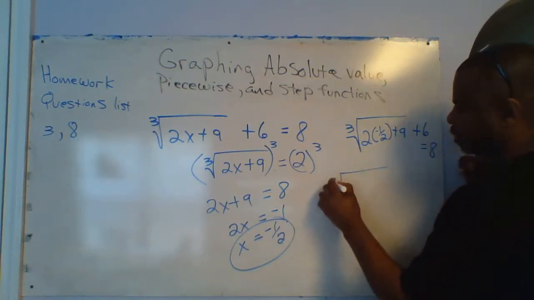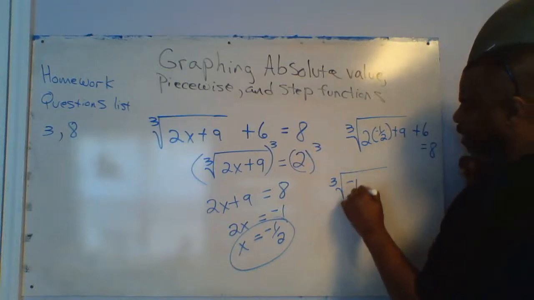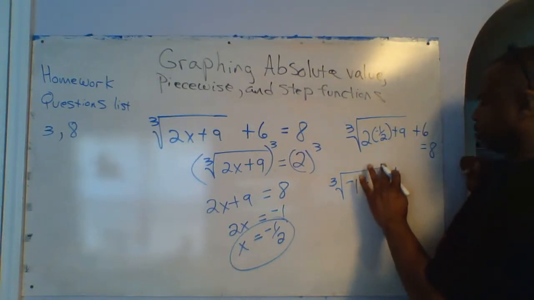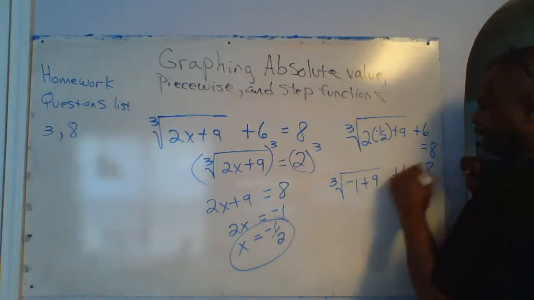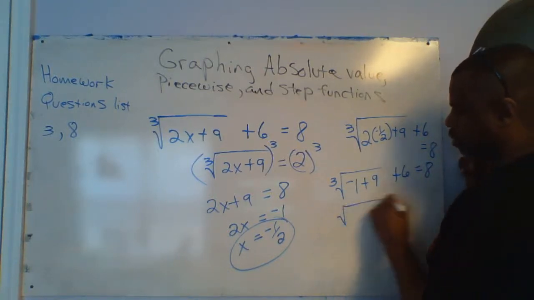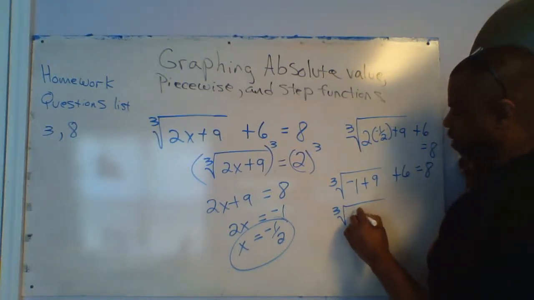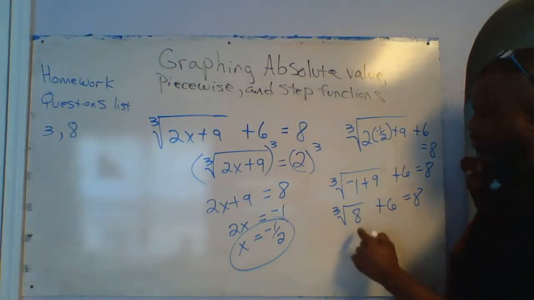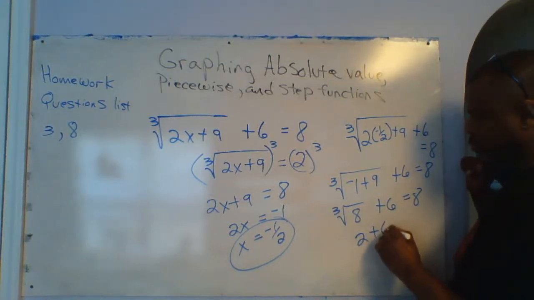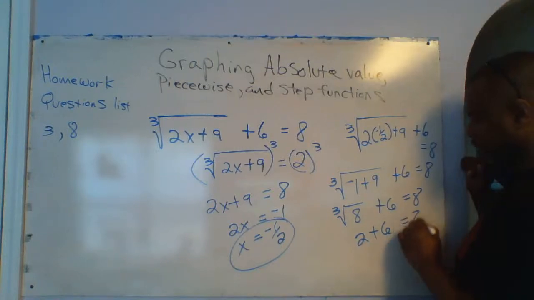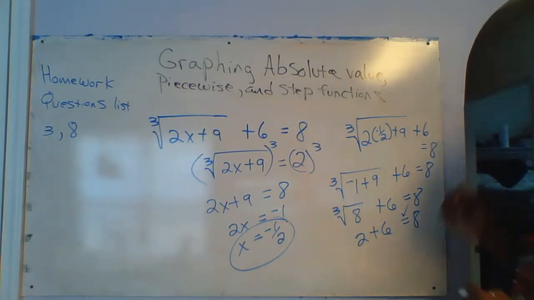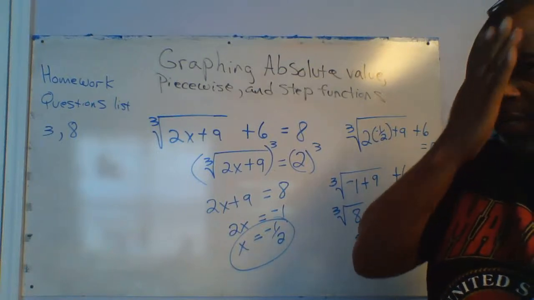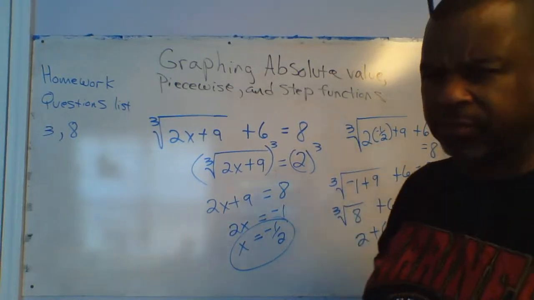If we take the cube root of negative 1 plus 9, with the 6 on the outside, that's the cube root of 8 plus 6 equals 8. We know the cube root of 8 is 2. 2 plus 6 equals 8. That checks. Therefore, x equals negative 1/2 is a solution for the function.